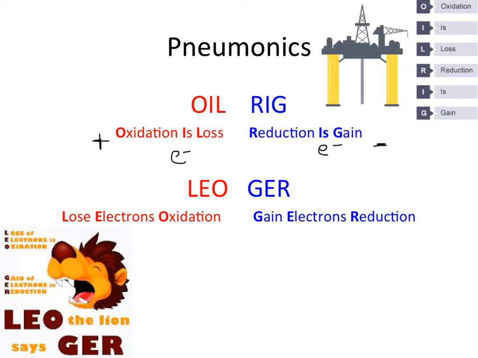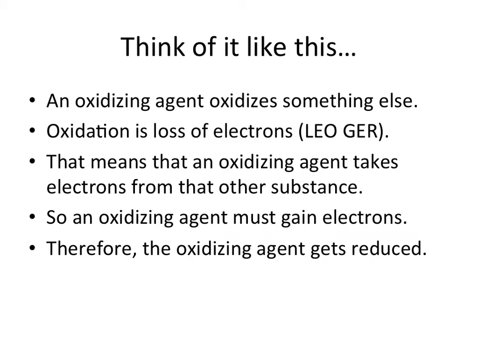So we can use OIL RIG if you want, or you can also remember using LEO GER. So in this case, we lose electrons, that is called oxidation. And if we're gaining electrons, that is reduction. So again, if we are gaining electrons, we're becoming more negative. If we're losing electrons, we are becoming more positive.